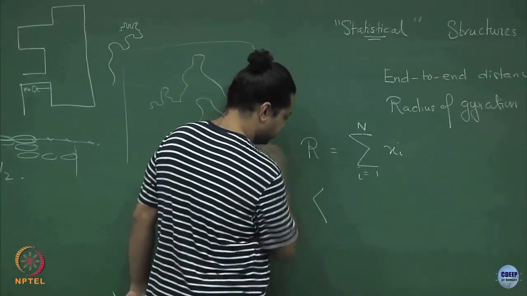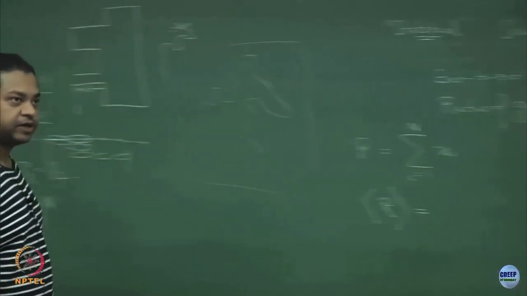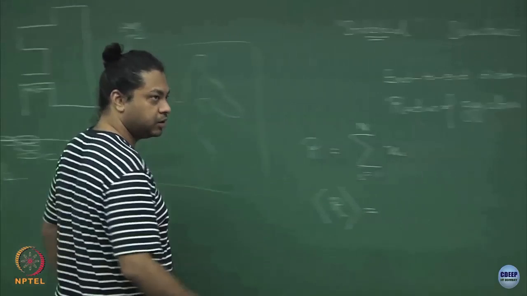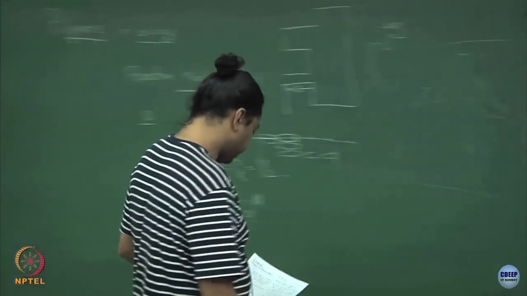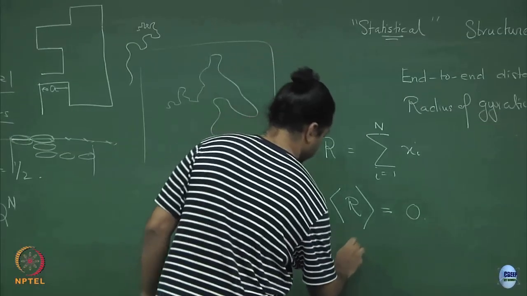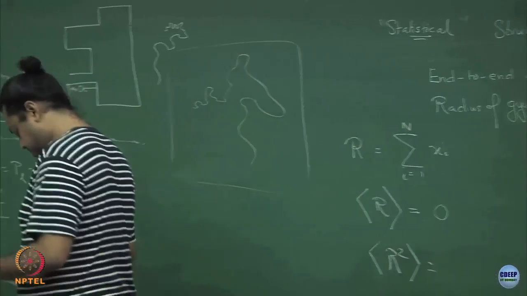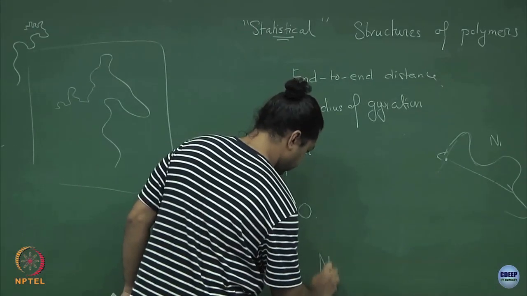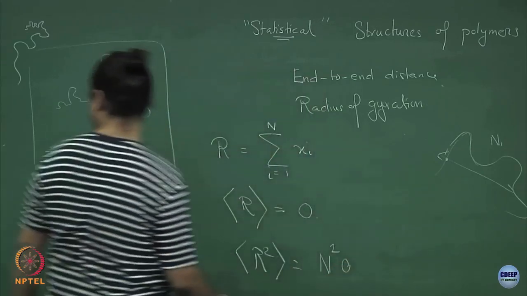So for example, in a walk like this, in a random walk polymer, what would be the mean value of this end-to-end distance? It would be 0, right? Because you have equal probability of going to the right or to the left. On the other hand, what would be the variance of this random walk polymer? It would be n times the step squared. Let's say the steps are A.